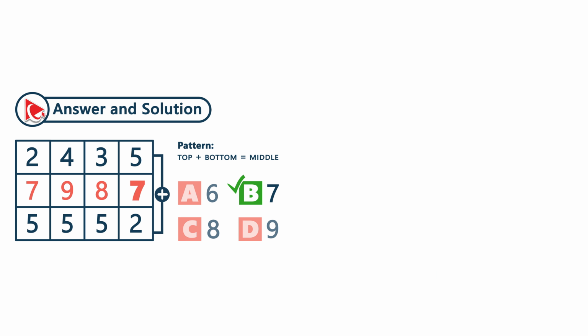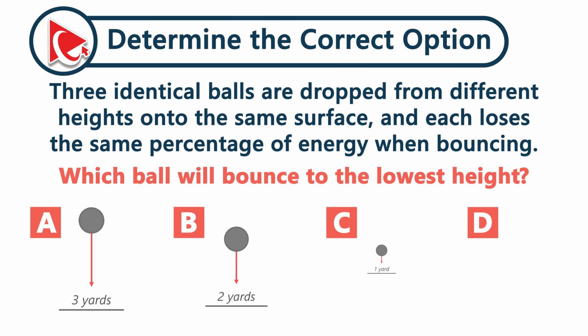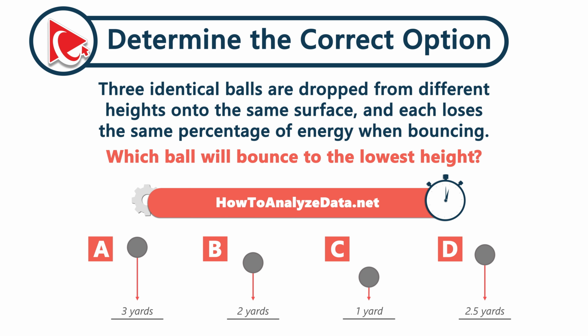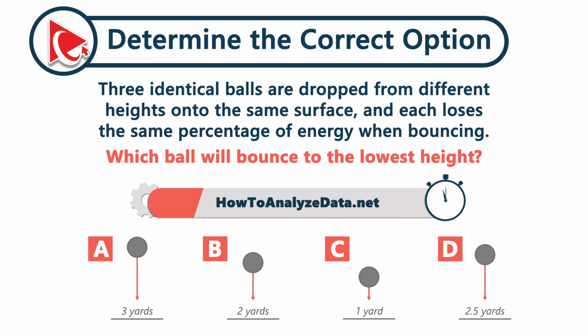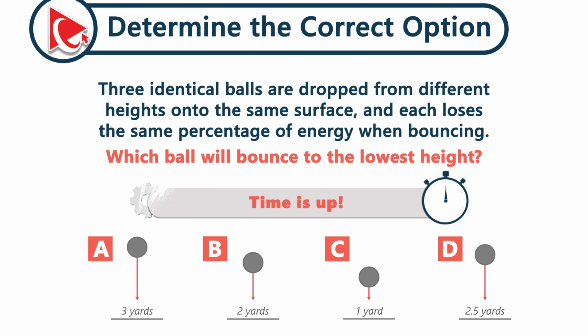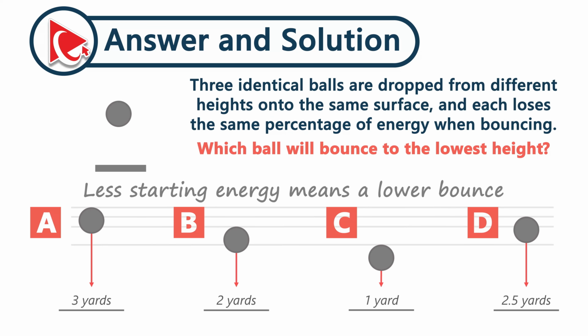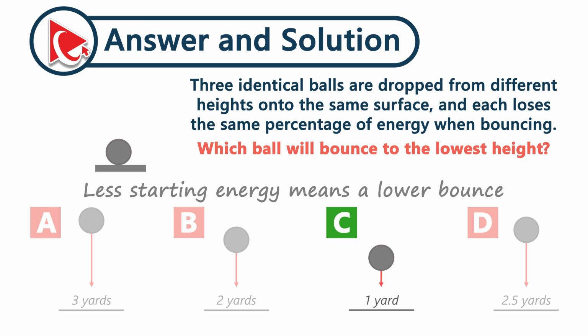3 identical balls are dropped from different heights onto the same surface, and each loses the same percentage of energy when bouncing. Which ball will bounce to the lowest height? Take a close look at the starting height of each ball. Why? Less energy means a lower bounce, even if the bounce percentage is equal. And the correct answer here is choice C, the 1-yard ball.